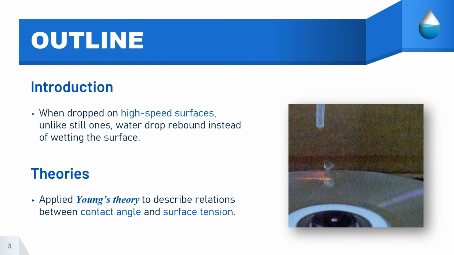on a high velocity surface, it won't break and stay on the surface. Instead, it will rebound and it will not wet the surface. So the theory we use is first one, Young's theory. We use this to describe the contact angle and the surface tension.